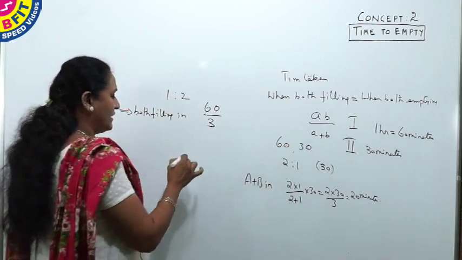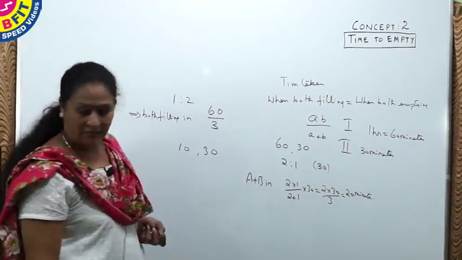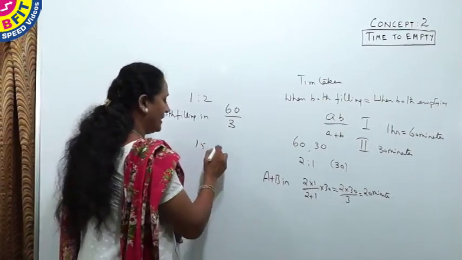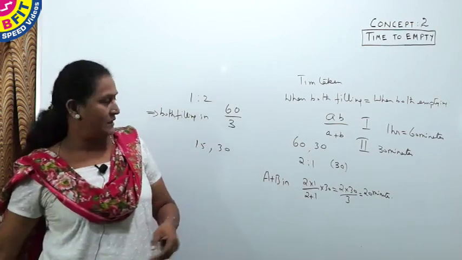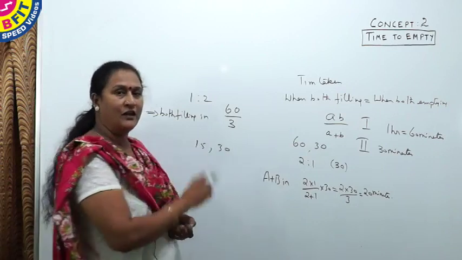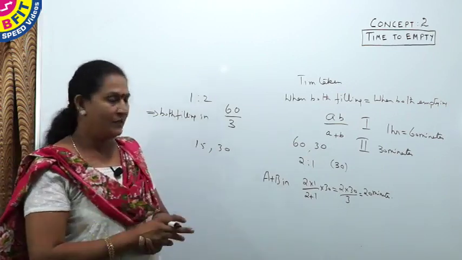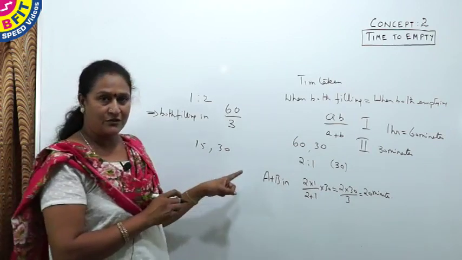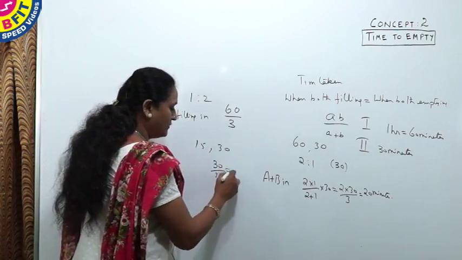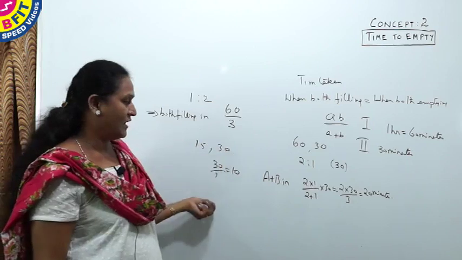Suppose it is 15 and 30. So when the timings are double, 15 and 30, what will be the time taken for both to fill? Or if both are emptying, what will be the time taken for both the taps to empty? It is in the ratio 1 is to 2. So you see what is the higher value. Divide by 3, you get 10. So 10 minutes will be the answer. 1/3 of the higher value.